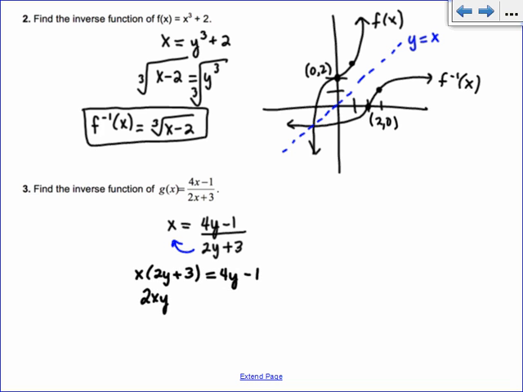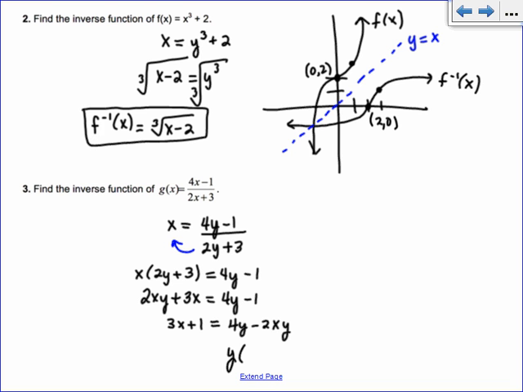So I get 2 times xy plus 3x equals 4y minus 1. And I'm going to get all of the y's on one side. I usually try to get it on the side that's going to make the least number of negatives total. So I would probably add the 1 over to the left and subtract the 2xy over. So 4y minus 2xy.